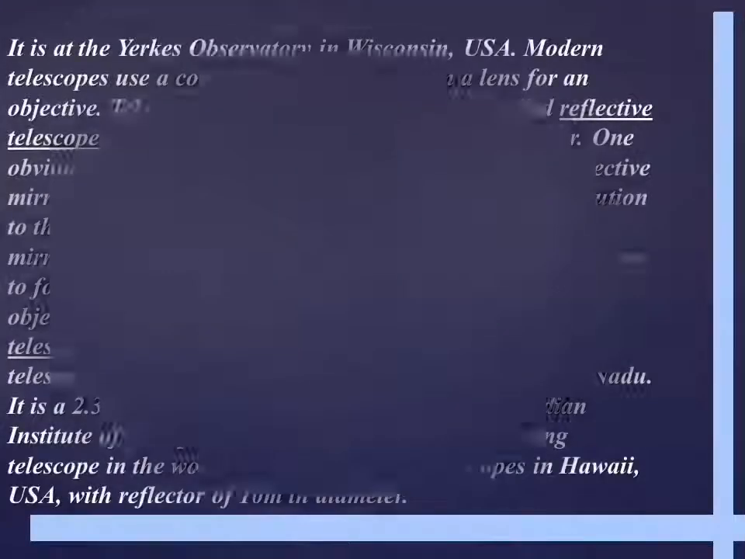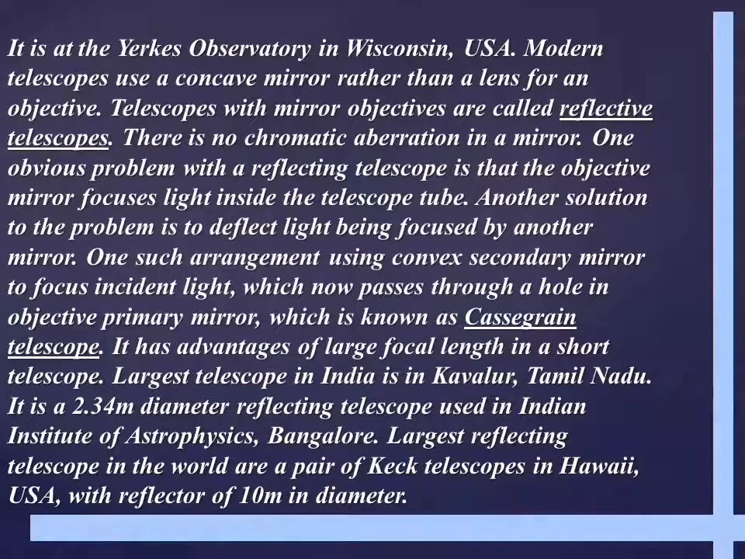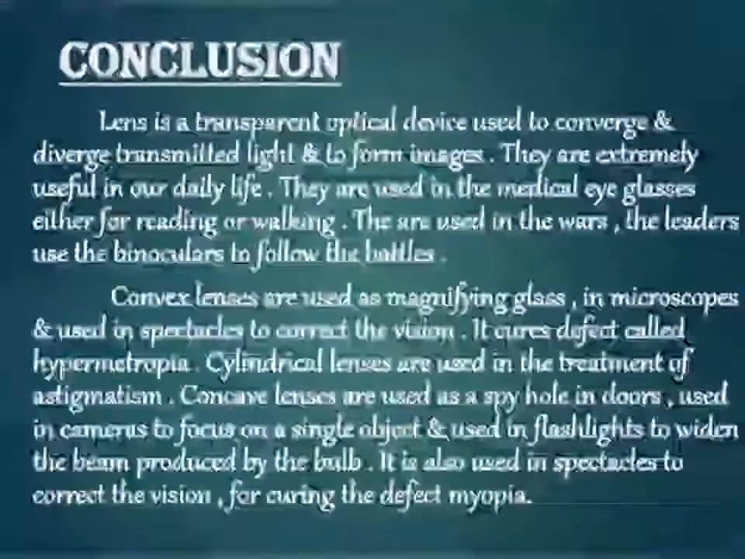Modern telescopes use mirrors instead of lenses. Telescopes with mirror objectives are called reflecting telescopes. There is no chromatic aberration in a mirror. Using a convex secondary mirror to focus incident light, which then passes through a hole in the objective primary mirror, is known as a Cassegrain telescope. It has the advantage of large focal length in a short telescope. The largest telescope in India is in Kavalur, Tamil Nadu.